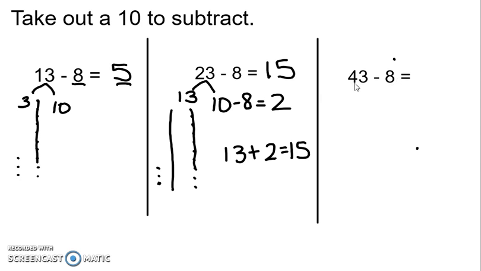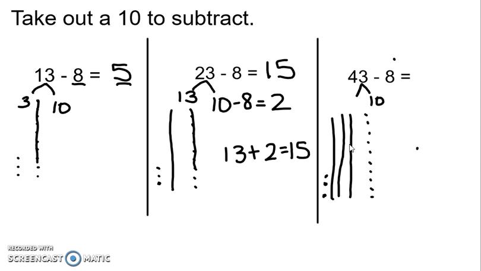So again, I'm going to break up the 43 and I'm going to take a 10 out, and I'm going to draw that 10 as 10 ones. So 1, 2, 3, 4, 5, 6, 7, 8, 9, 10. And then I'm going to draw the remaining 3 10s. And then the 3 ones. So we took that 10 out as 10 ones. And we have 33 left.